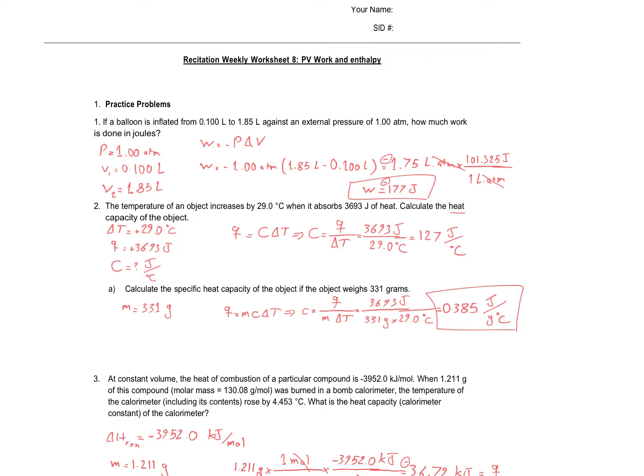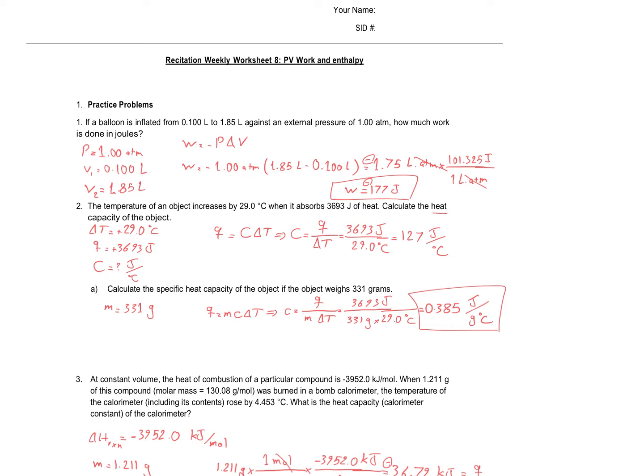And the first question: if a balloon is inflated from 0.1 liter to 0.85 liter against an external pressure of 1 atmosphere, how much is the work? It wants the work in joules, so you write down the information that the question is giving you. So you have pressure, initial volume and final volume, and work is negative P delta V, so it's negative 1 atmosphere times V2 minus V1, and you get negative 1.75.